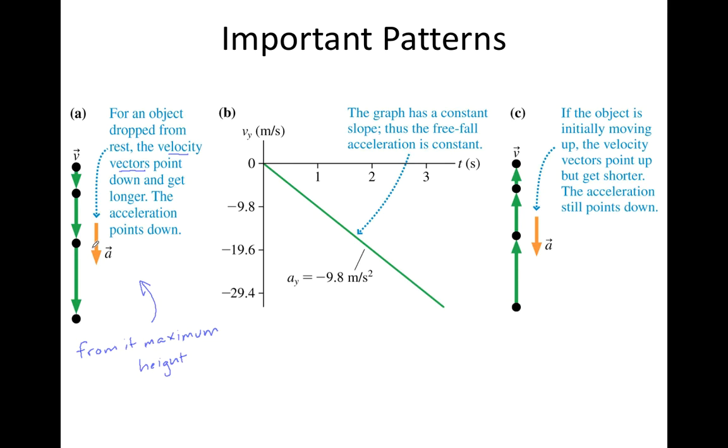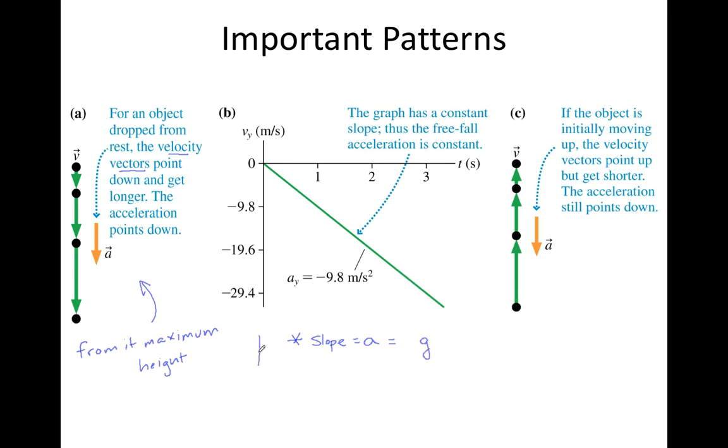Now, what about a graph of velocity versus time? Well, the thing to remember about this is that the slope of a velocity versus time graph gives you the acceleration. Well, an object that is in free fall will have an acceleration equal to g.